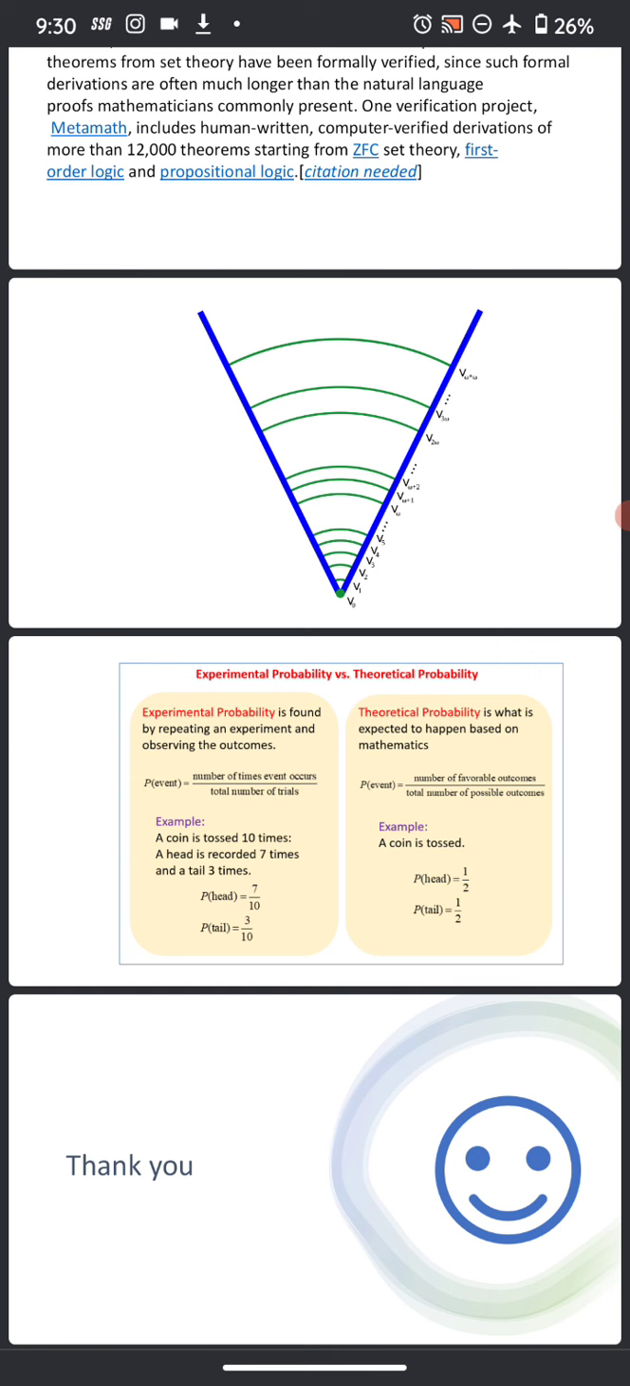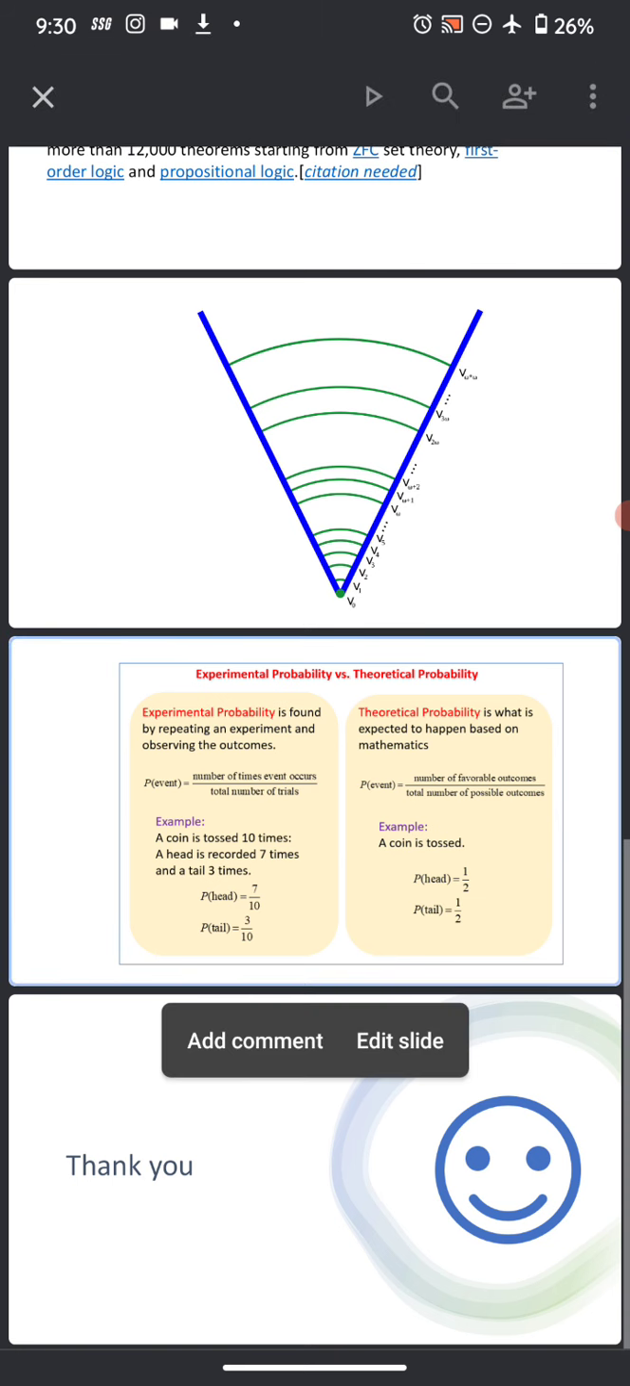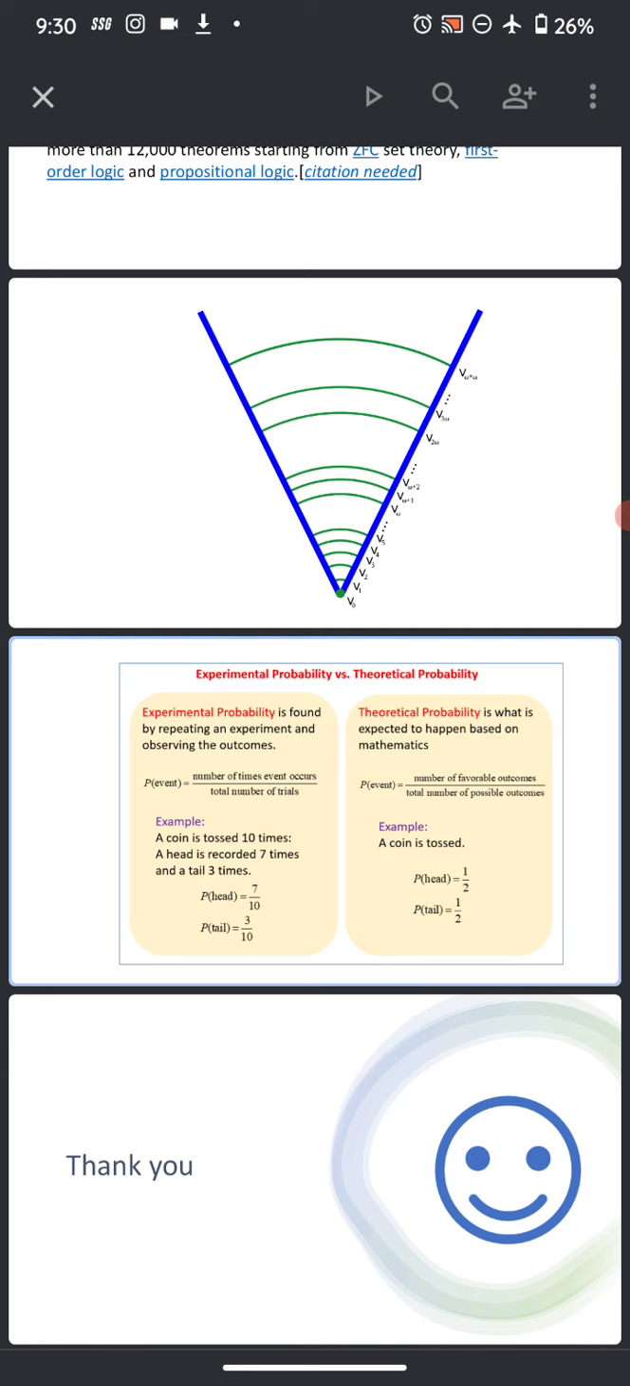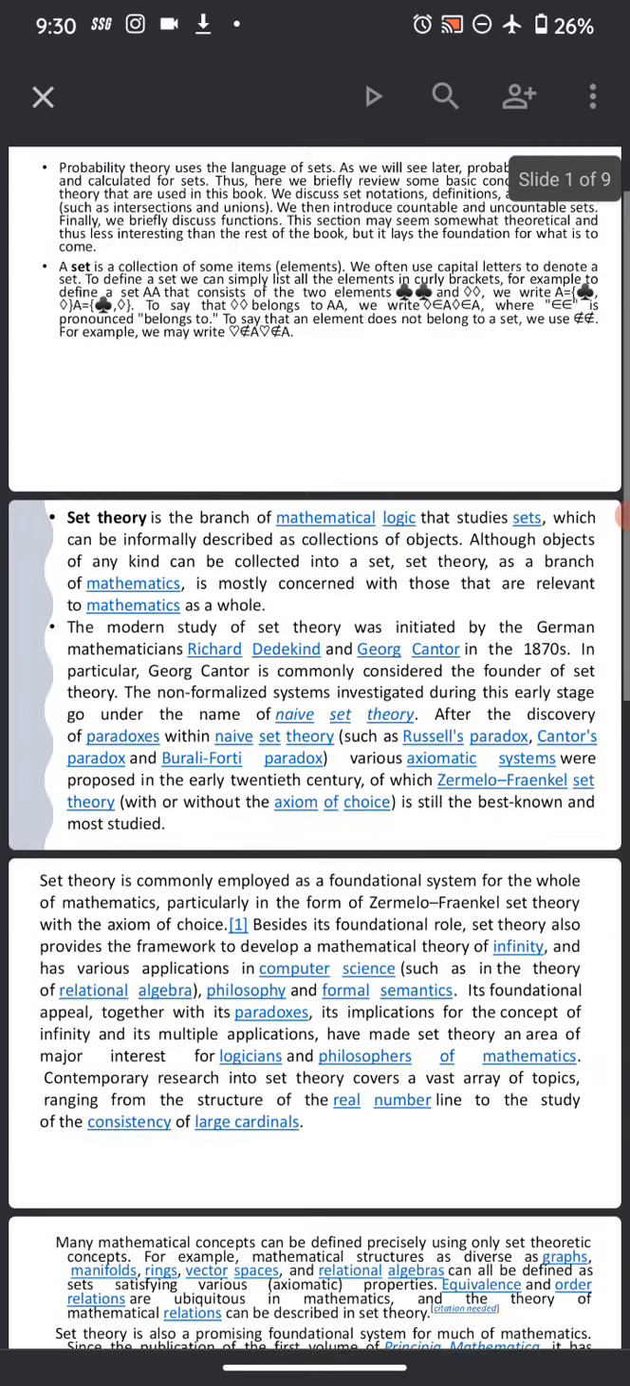Theoretical probability is what is expected to happen based on mathematics. The formula for it is the number of favorable outcomes divided by the total number of possible outcomes. So it's assuming what's going to happen by conducting that event. It's the theoretical part of it. So a coin is tossed. Let's assume there are two possible outcomes, either a head or a tail. So 2 is the total number of outcomes, and there can be heads or tails. If it's head, it's 1 by 2. If it's tail, it's another 1 by 2. So that's a theoretical probability.